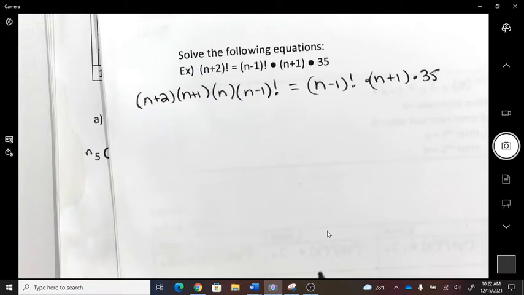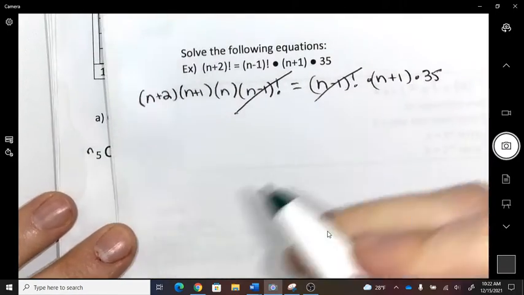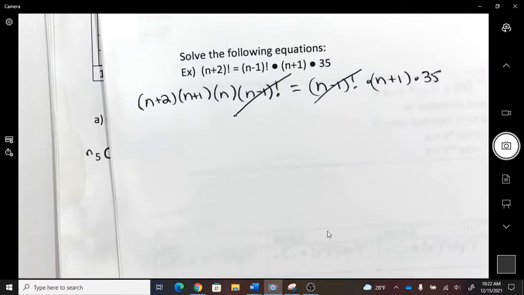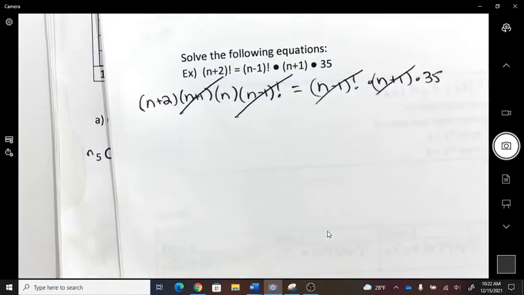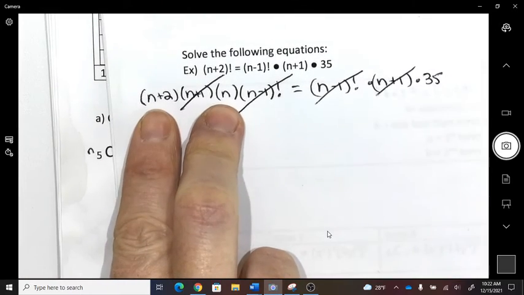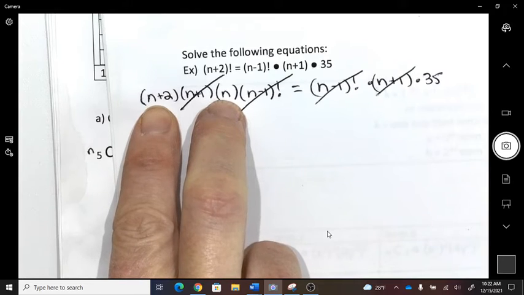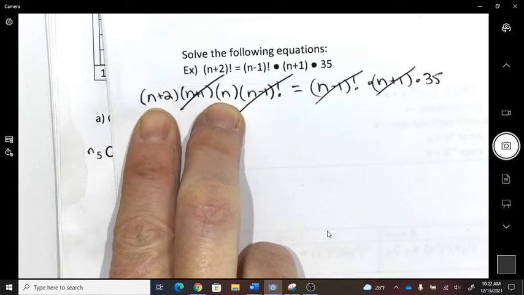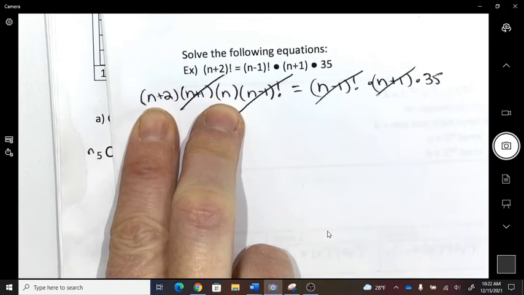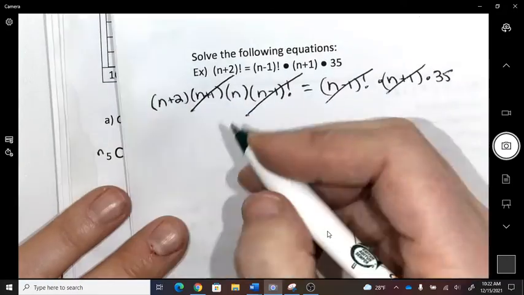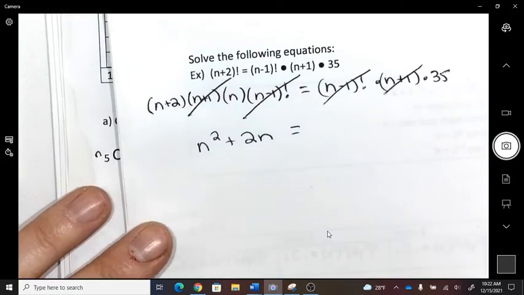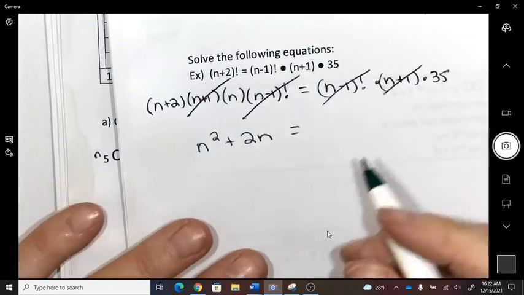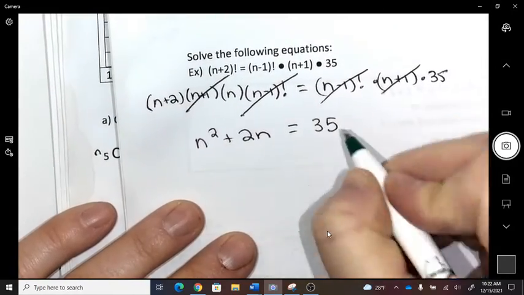Okay, now I'm going to cancel, so that would end up canceling if I divided by both sides. I could also divide both sides by n plus 1, leaving me with that, which I will expand out. So can you multiply those two? So n squared plus 2n. And the right-hand side is just 35.